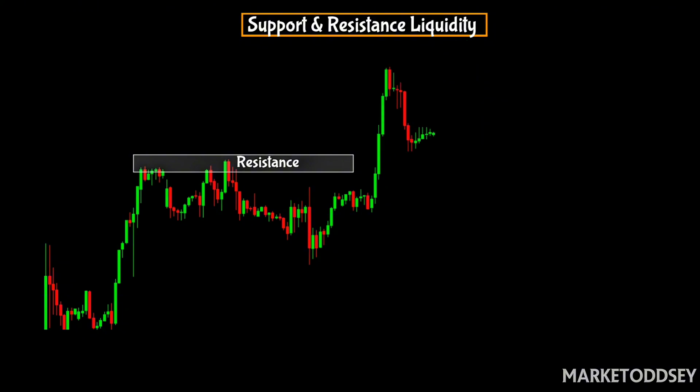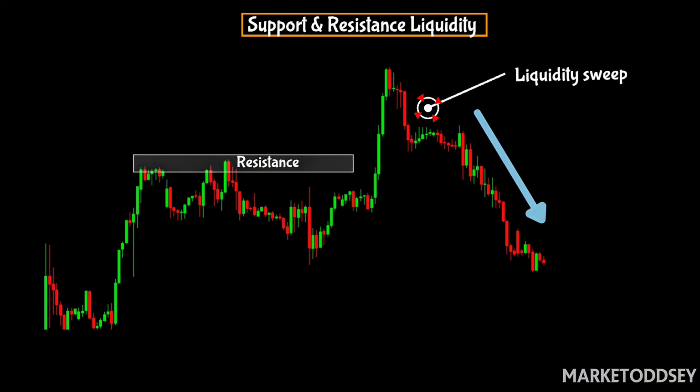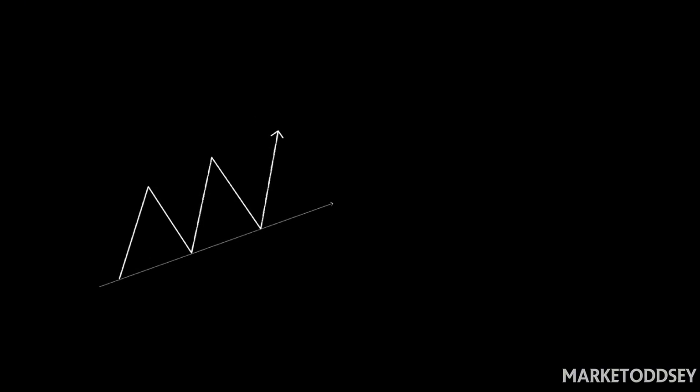The important takeaway here is that old highs and lows often become future targets. Every time you see the price hover around those familiar levels, remember that liquidity is setting the stage for the next big move. Next, let's talk about trend lines.